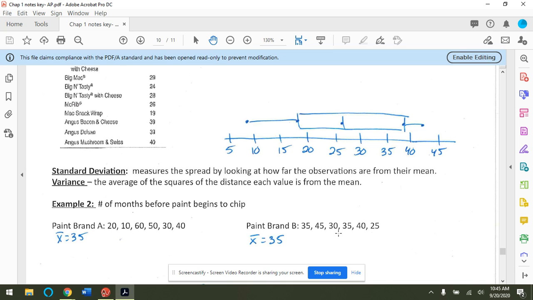Okay, so now let's talk about standard deviation and variance. The standard deviation is a number that should always be reported with the average. If the average is reported, anybody who is a good mathematician will also report the standard deviation at the same time. Your standard deviation measures the spread by looking at how far your observations are from the mean.